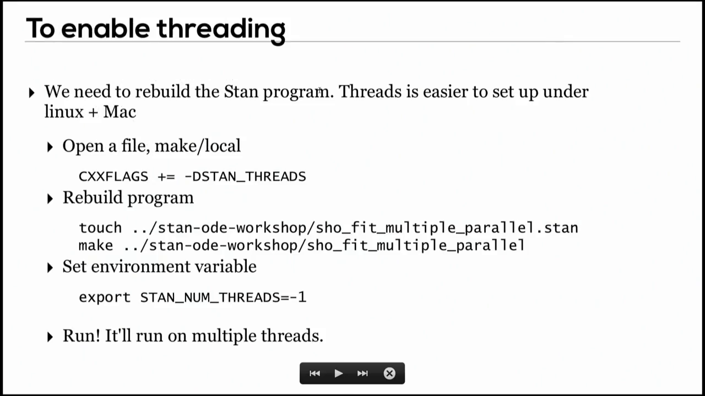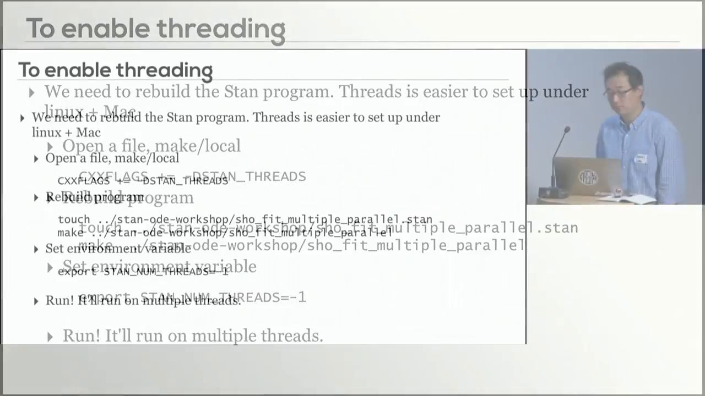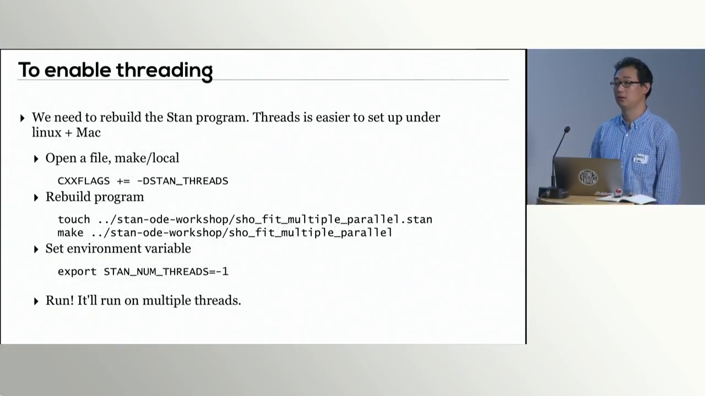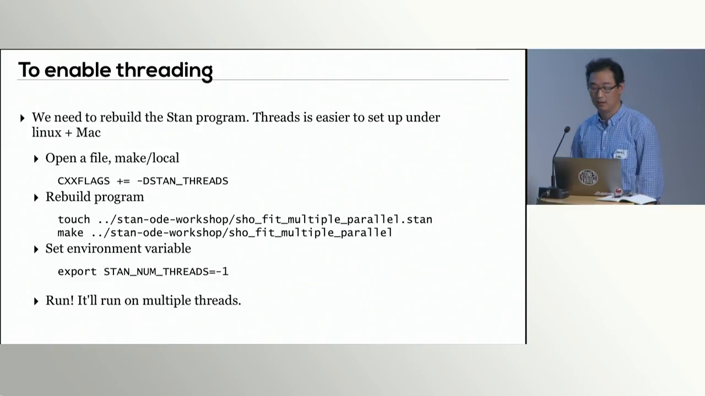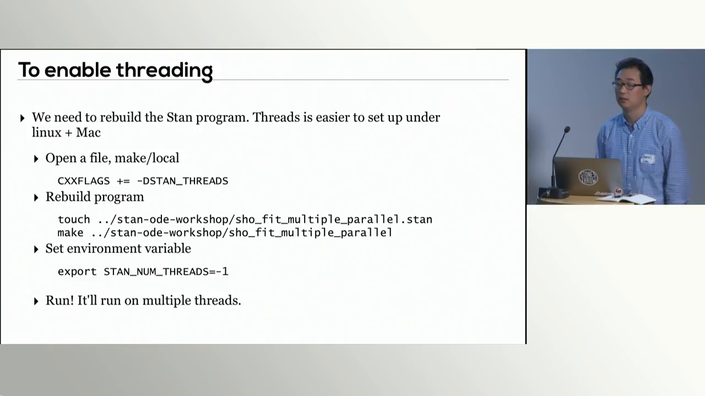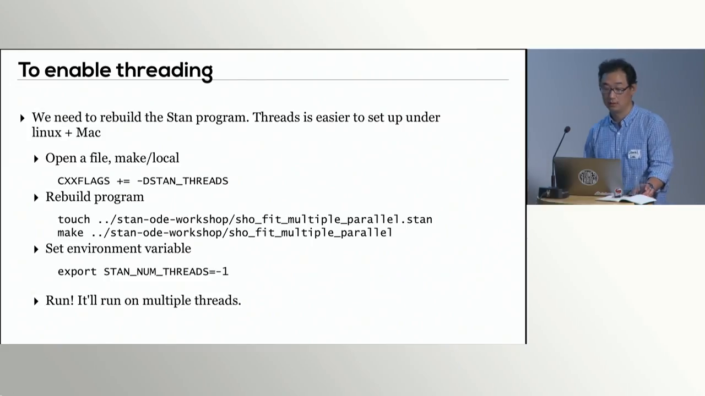Okay, so for this example, if you're following along, we can do this, especially if you're on Linux or Mac. We're going to enable threading. We're not going to enable MPI right now. MPI is very, very similar. The reason is that to build MPI, you actually have to get a few more dependencies. Threading is a lot easier to set up.